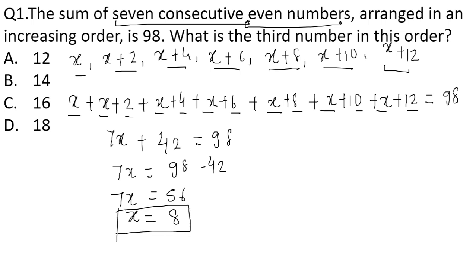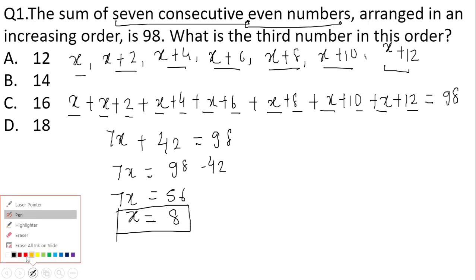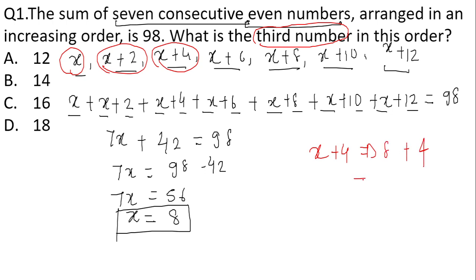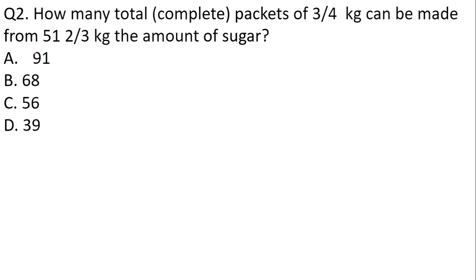Okay, now we got the value of x. We can simply find the value of the third number in this order. What is the third number here? This is the first number, this is the second number, and the third number is x plus 4. Hence x plus 4 is equal to 8 plus 4, this will give me 12. So the third number in this particular order is option A, that is 12. Moving on to the next question.